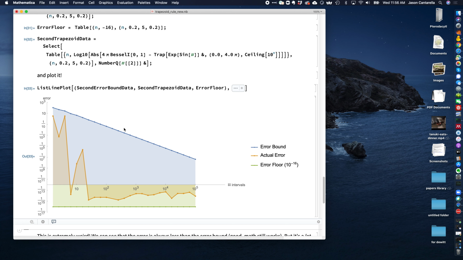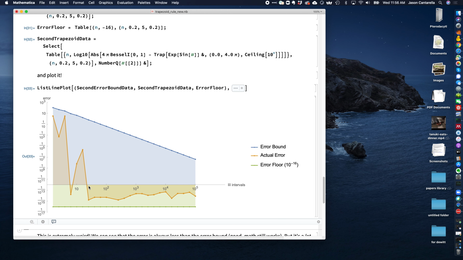Because it's really crazy looking. What we see is this is really close to 2 intervals or something. It's 10 to the 0.2, ceiling of 10 to the 0.2 intervals. So at first, there's this kind of up and down. Now it's always less than the theoretical error bound. This is good. Then it drops precipitously, climbs up and drops again.